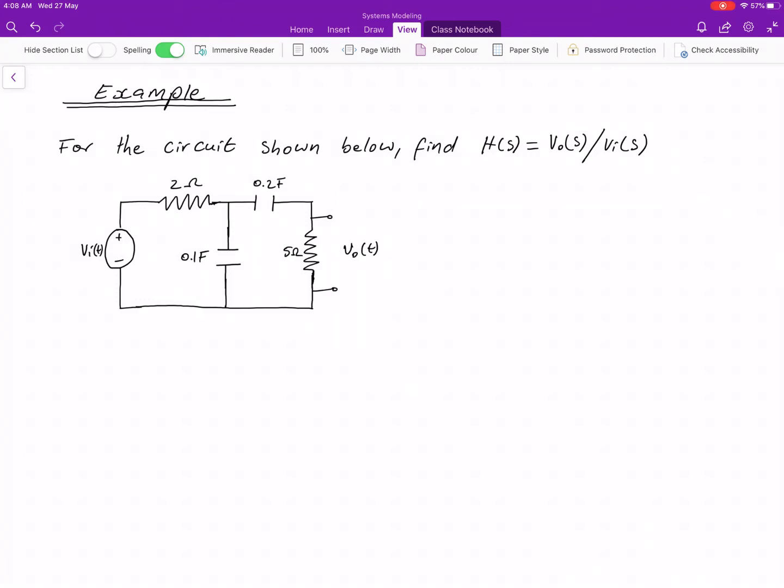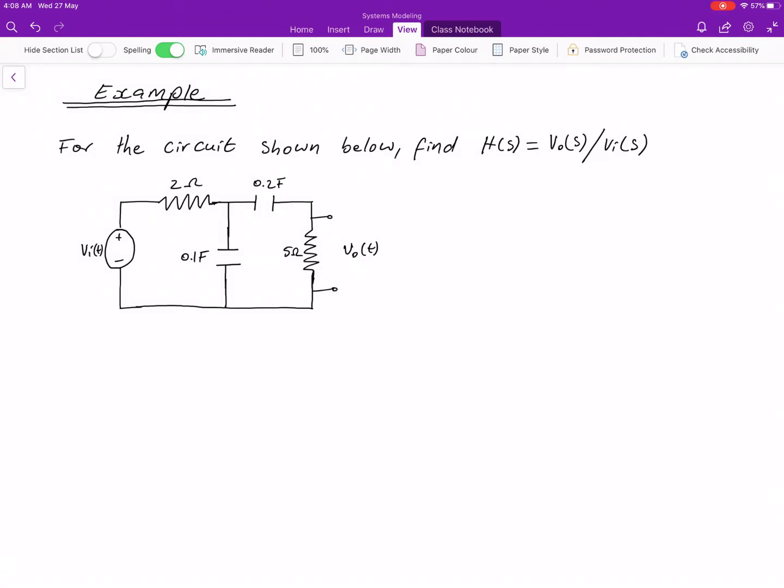Okay, here we have another interesting example. The question says, find H of s, which is equal to V of s over Vis. So we again want to find the relationship between the output voltage, that is the voltage across the 5 ohm resistor, over our input voltage.